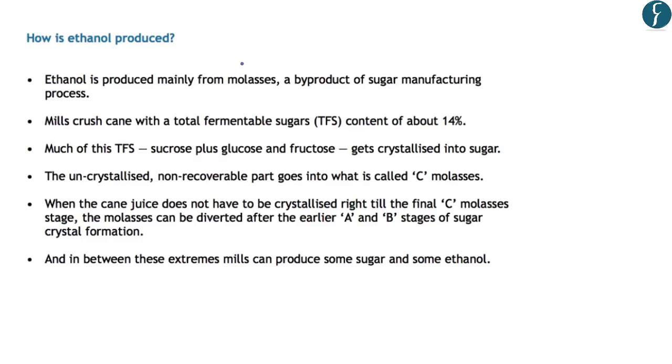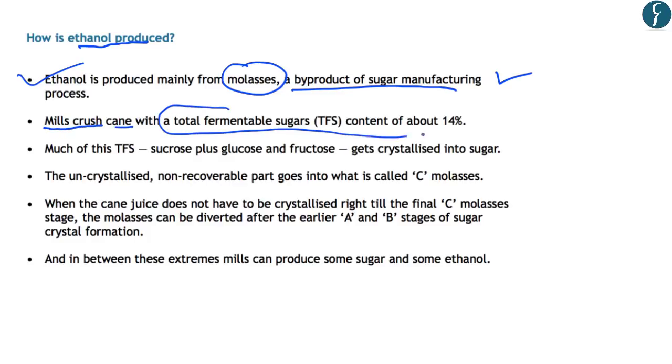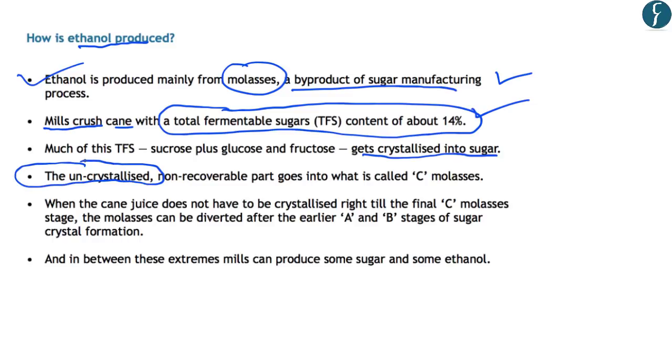So before understanding the impact of this decision of the Cabinet, let us try to understand how ethanol is produced. Simply, ethanol is produced from molasses, which is a byproduct of the sugar manufacturing process. Now, what are the different stages in the production of ethanol and sugar? The sugar mills crush the sugarcane, which has a total fermentable sugar content of about 14%. Out of this total fermentable sugar content, most of it is crystallized into sugar in the sugar mills. However, there is one part which remains, the uncrystallized part, and this part cannot be converted into sugar. This is known as C molasses.